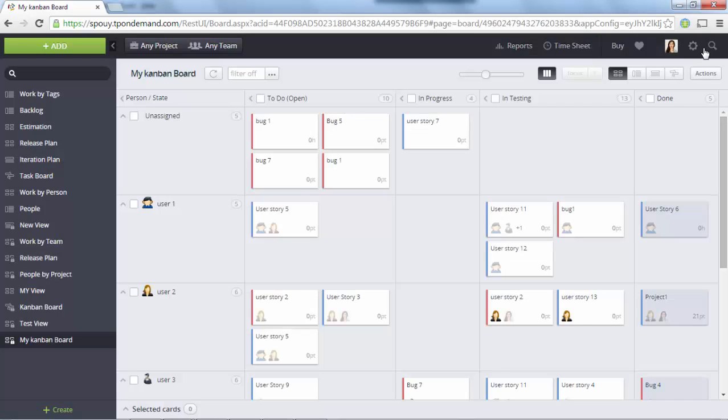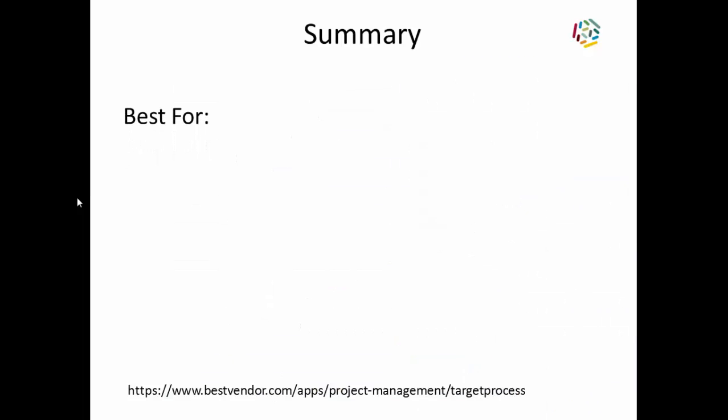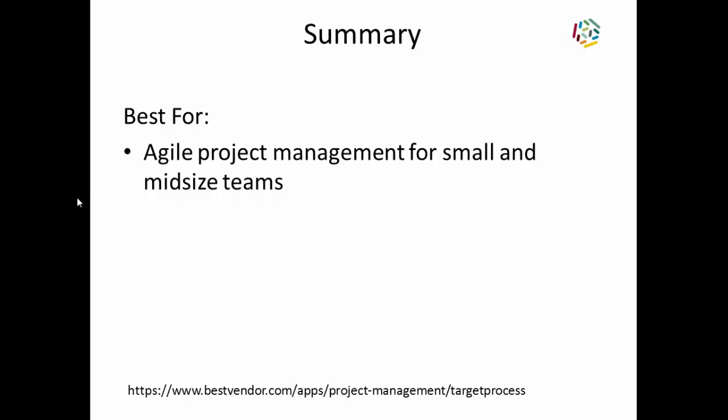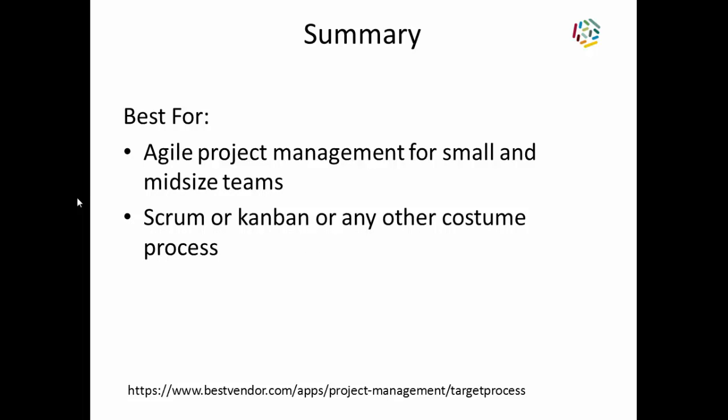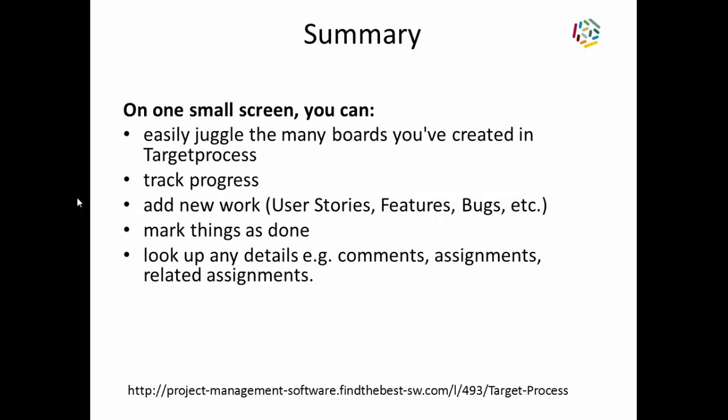In summary, TargetProcess is an agile project manager for small and mid-sized teams. It supports Scrum, Kanban, and your custom process, and it is a software development management tool. On one small screen, you can easily juggle the many boards you've created in TargetProcess. You can track progress, add new work, mark things as done, and look up any details.